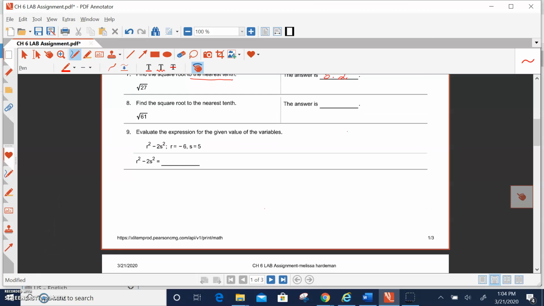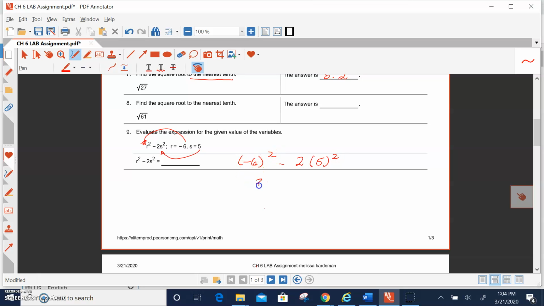Problem number 9. We want to plug in some values for some variables. So I want to put a -6 for the variable r and a 5 for the variable s, and then perform that operation. So a -6 in place for r would be (-6) squared, and notice I put that -6 in parentheses because the negative is squared with the 6, minus 2 times, for s we'll put in 5 squared. And then we could work that out.